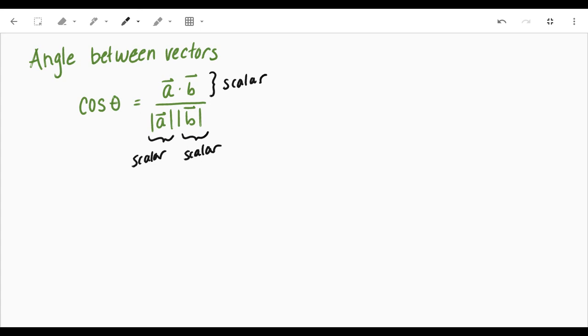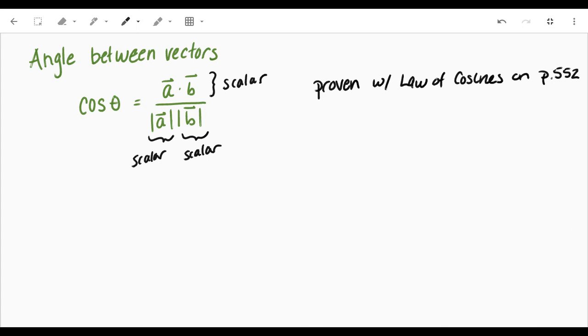Okay, this is also proven using the law of cosines on page 552 in your book, if you want to take a look at the proof of that. That one gets a little bit more complicated, not super straightforward.